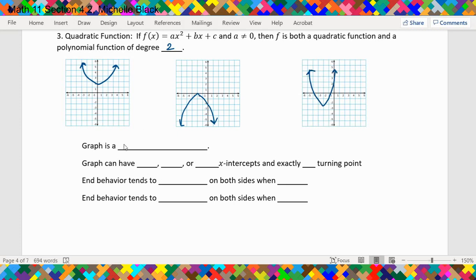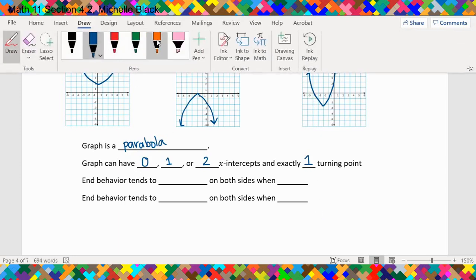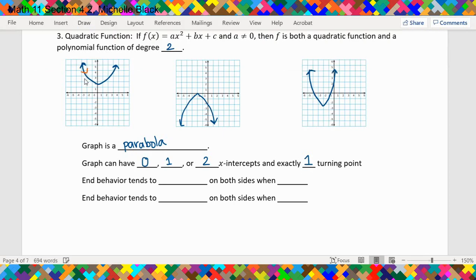Again, like I've been saying, the graph is a parabola. And we can either have 0, 1, or 2 x-intercepts. But regardless of the x-intercepts, we have exactly one turning point. If you look at any of our graphs, they transition either from decreasing to increasing or increasing to decreasing only one time. That point where we have our turning point for our parabolas is what we've been calling our vertex.